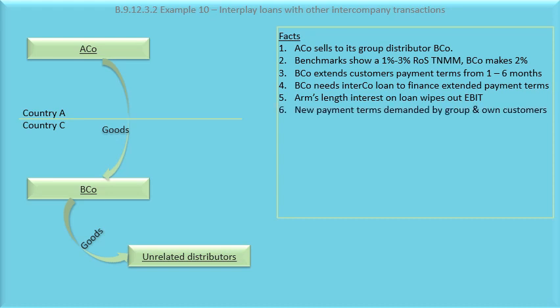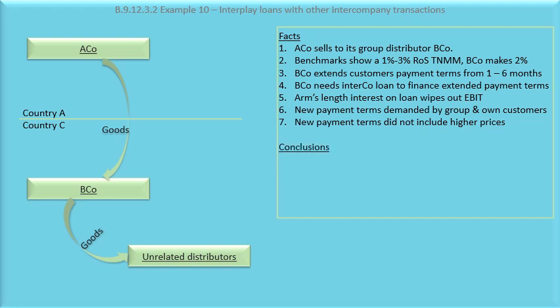And the tax inspector looks at this and says, what's going on here? And he sees that the new payment terms are demanded by both group customers, which can show a favor to ACO, but also by BCO's own customers, which makes it more of a commercial requirement again, right? And he also noticed that BCO did not increase prices when it gave the extended payment terms because it was to retain and expand its client base, which is why it did it.